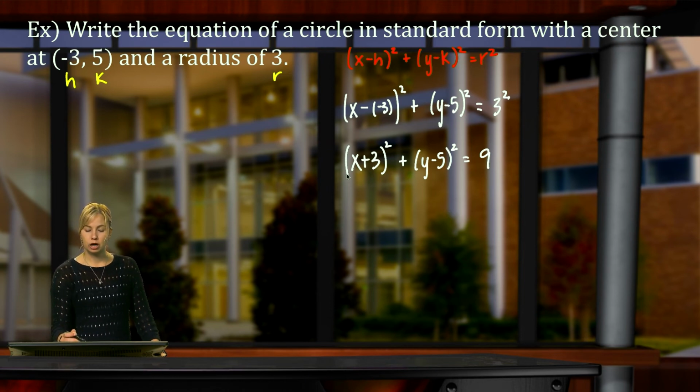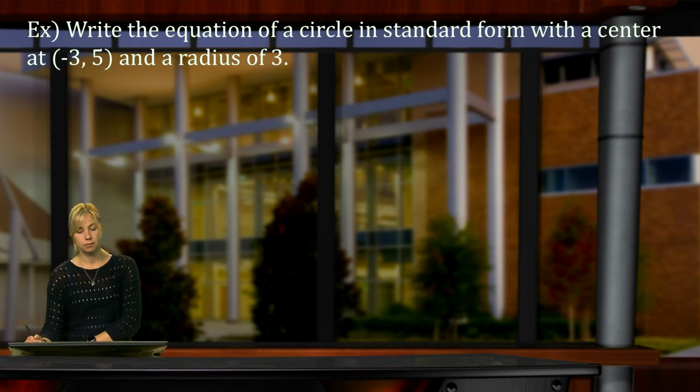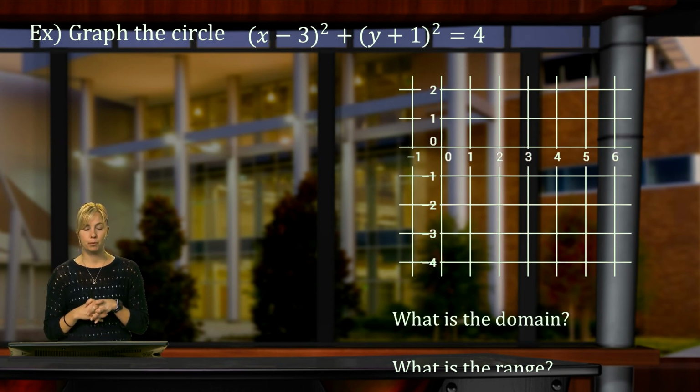So what we observe, and this is something that we're going to be doing in another example, the center is actually going to give the opposite sign. So when I had a negative x coordinate, my term became x plus 3. When I had a positive y coordinate, my term remained y minus 5. So let's see that in this example where we're going to start graphing. (x - 3)² + (y + 1)² = 4.